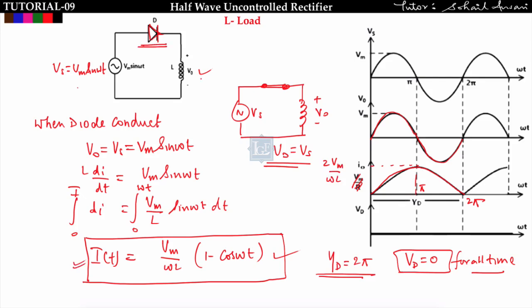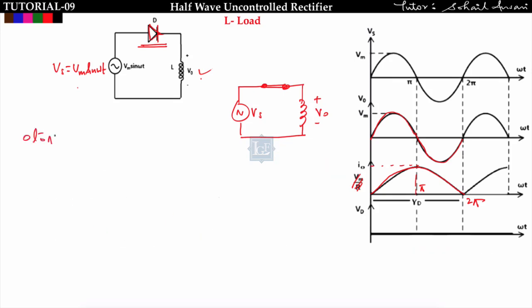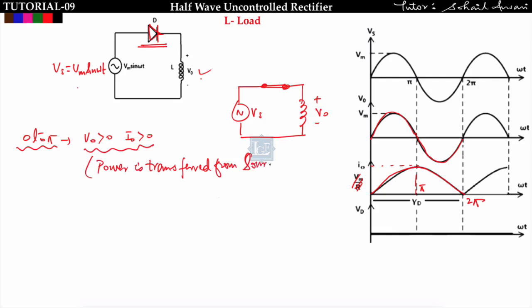Here I want to explain one point. See here, from 0 to pi, V naught is greater than 0, the output voltage is greater than 0, and I naught is also greater than 0. What do you mean by this? It means power is transferred from the source to the load. When P naught is greater than 0, the output power is greater than 0, which means the load is taking power from the source.